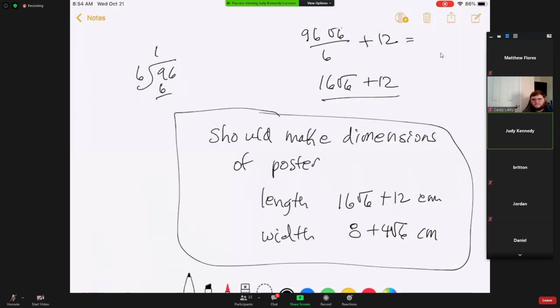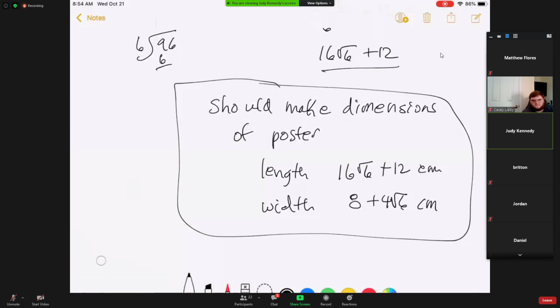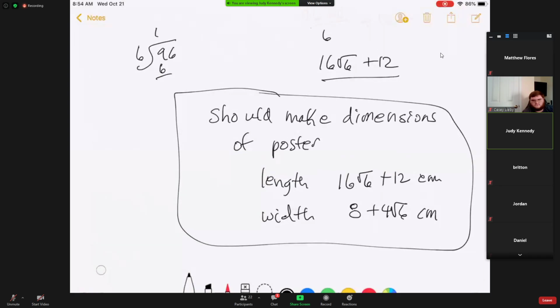What dimensions will give the largest? No. Wrong problem. Okay. Find the dimensions of the poster with the smallest area. And those are the dimensions. Questions?